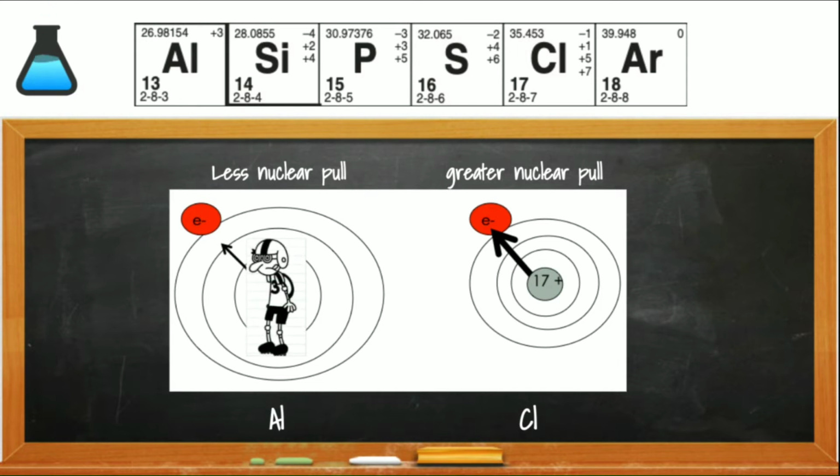So the weaker the nuclear pull, the lower the ionization energy, and the stronger the nuclear pull, the higher the ionization energy.